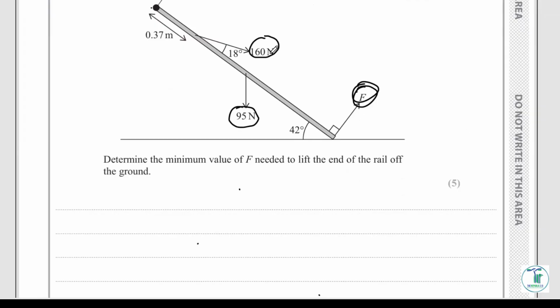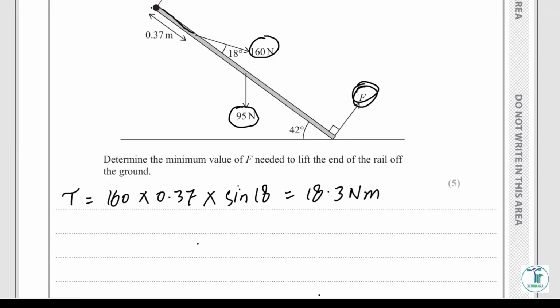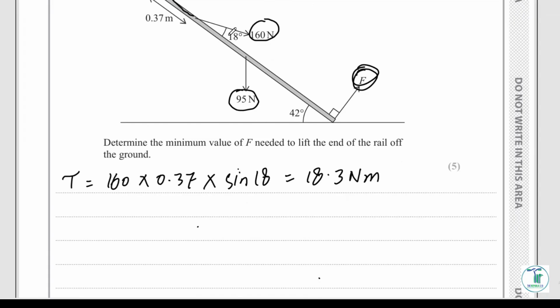So the moment due to, for example, this 160, the moment of the piston about the pivot, I'm just going to calculate the moment. The force is 160 and the distance from the pivot of this force is 0.37. We're looking for this distance, right? So we've got 18 degrees over here. I'm going to take the vertical component of it, and that is going to be sine 18. When you times them up, you should be having 18.3 Newton meters. So this is the torque due to the pivot.